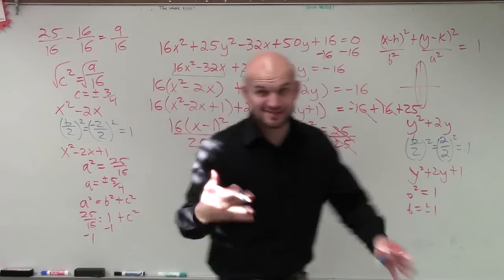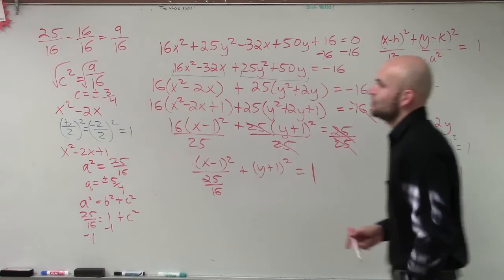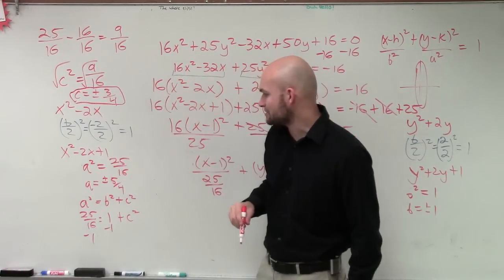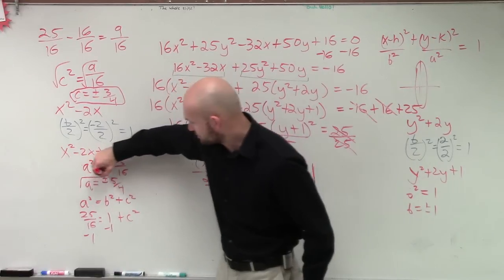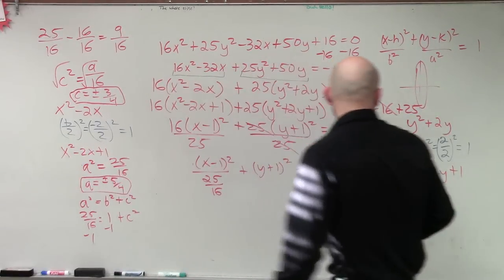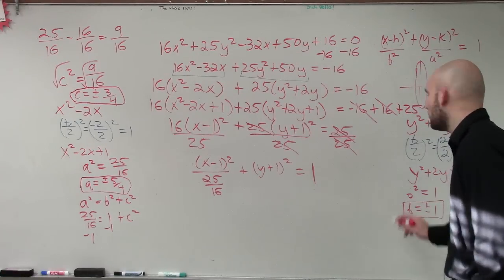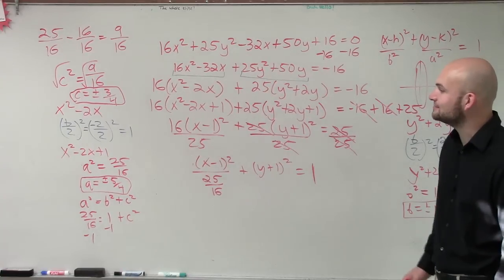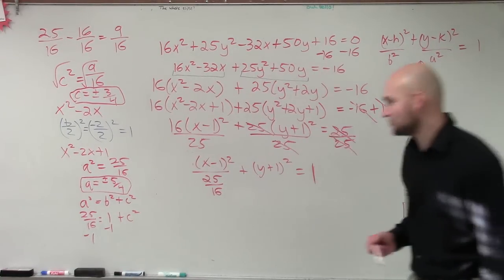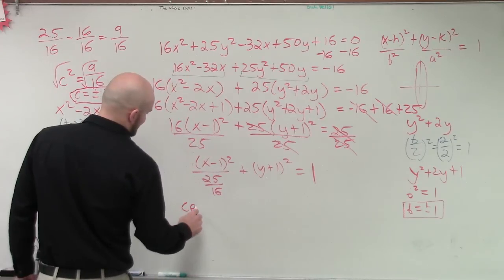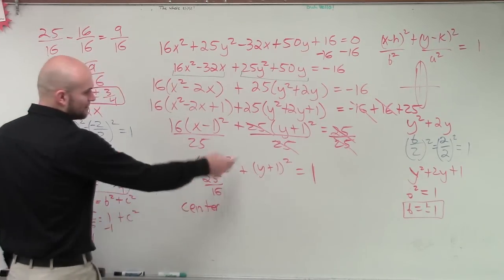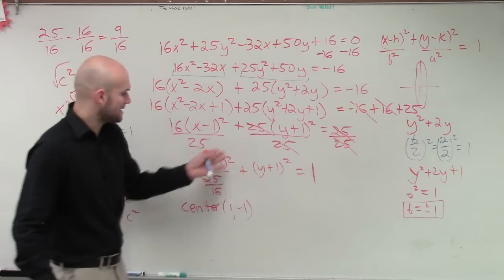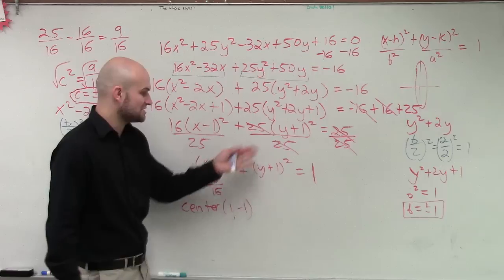Remember, I'm doing the hard one. You guys have the easier ones, right? So we have c is plus or minus 3/4, a is plus or minus 5/4, and b is plus or minus 1. Now, I'm not going to go through the graphing because I'm losing my mind trying to go through this. Let's just go through the center. The center is h comma k, right? 1 comma negative 1. Right? Remember, it's the opposite. Opposite of x, opposite of h, opposite of k.